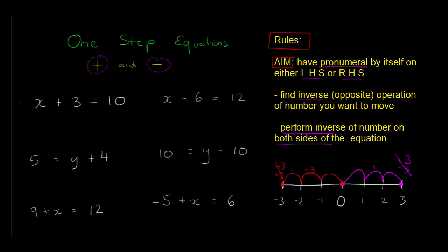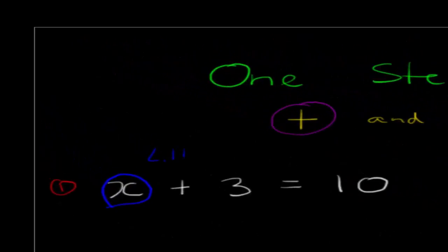So it's our first example over here: x plus 3 equals 10. Remember, the idea is we want to get that pronumeral, in this case the x, by itself. At the moment on the left hand side we have x and plus 3, and we're going to try to move that plus 3. The rules were to find the inverse. So what's the inverse of plus 3? Remember, inverse is the opposite. Well, the opposite would be minus 3. So we're going to take minus 3 from that side. But the other rule was to perform the inverse on both sides of the equation, so we're going to do minus 3 on both sides.